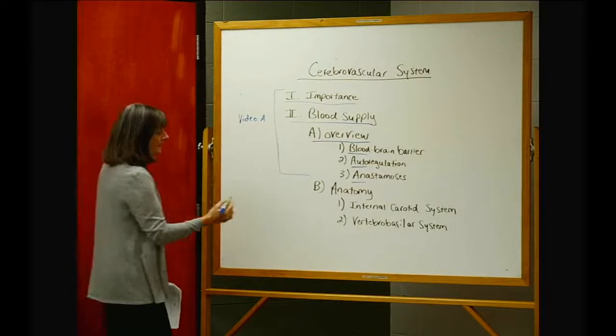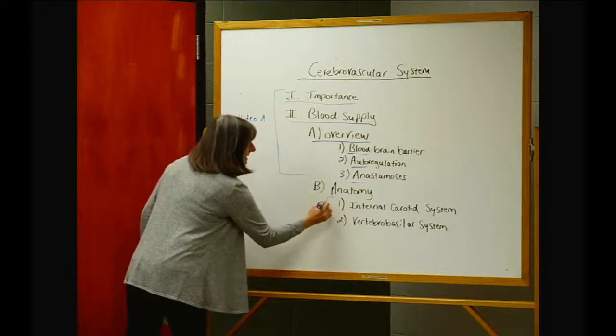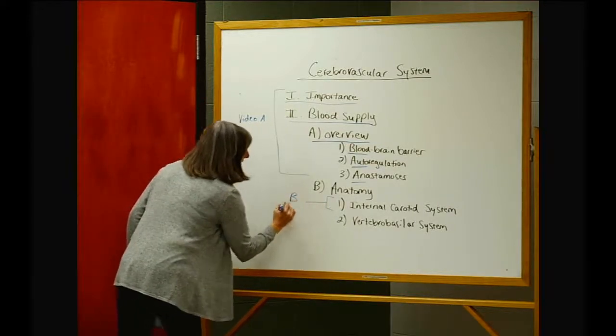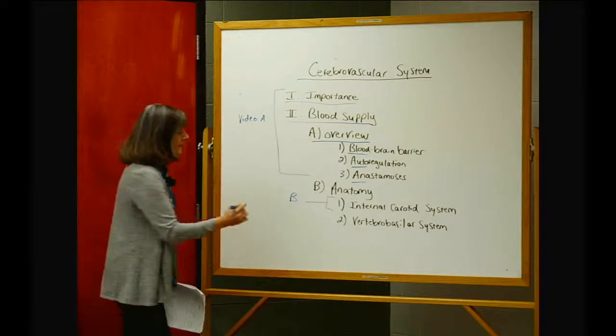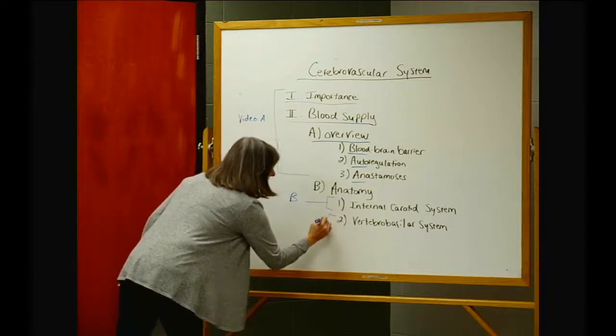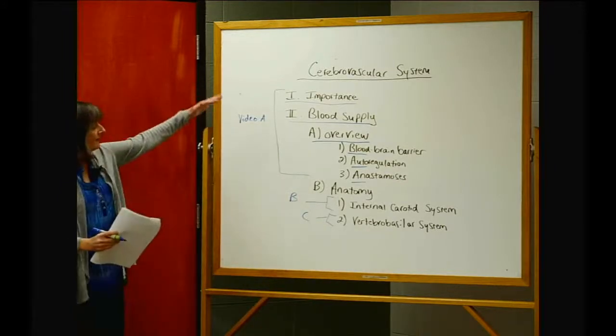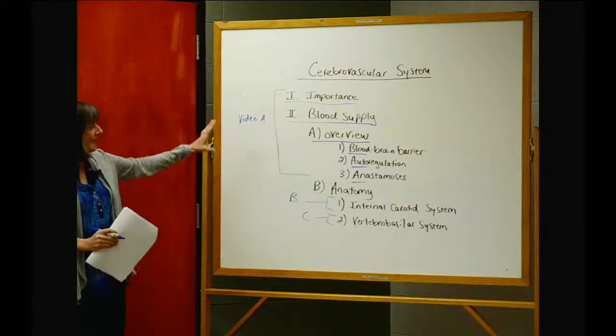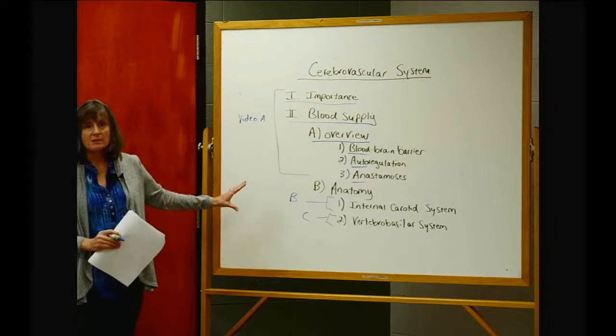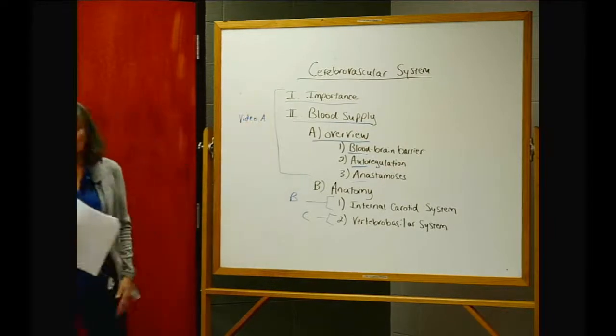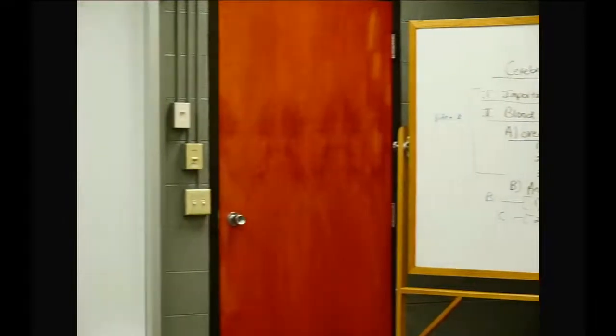And then the second video, video B, is going to be the internal carotid system. And then video C is going to be the vertebrovascular system. So that's our outline for the whole lecture and how I'm going to divide it into 3 different videos. So let's start with the importance of the cerebrovascular system.